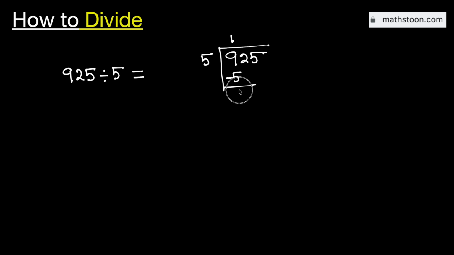Subtract, we get 4. Now this 4 is less than 5, so we will bring down this 2 here. Now we know that 5 times 8 is 40. Subtract, we get 2. Now this 2 is less than 5, so we will bring down this 5 here.